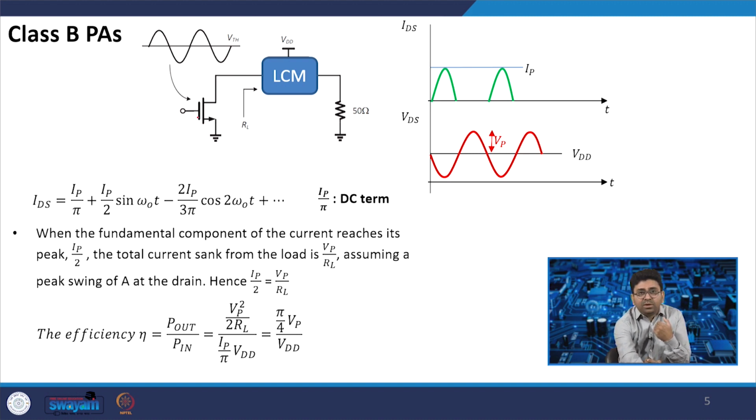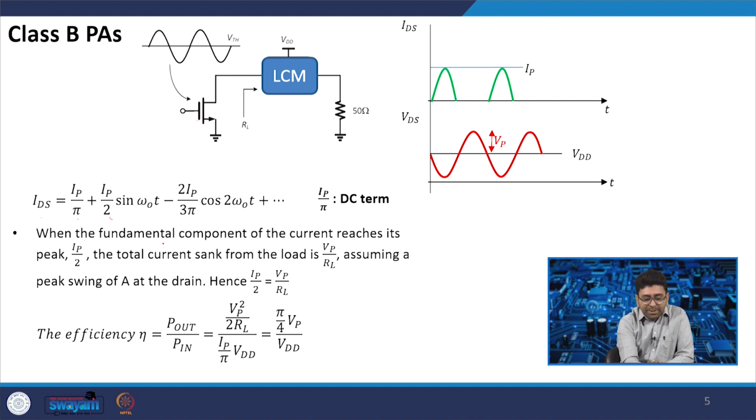If we make this transistor on only in the positive cycle, only then will the IDS current flow, and due to the matching, you will get a VDS voltage which is sinusoidal with the peak voltage Vp. So, IDS current we can write as IDS equal to Ip by pi plus Ip by 2 sin omega naught t, and it will go on. We can write this only for the positive cycle.